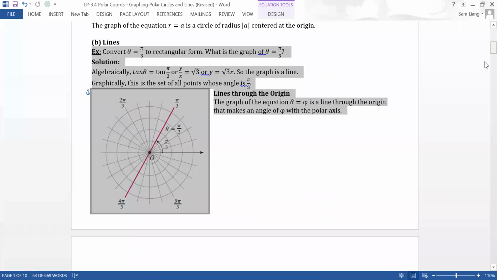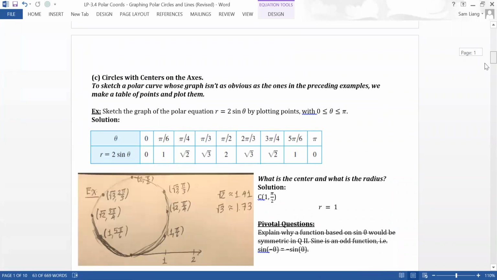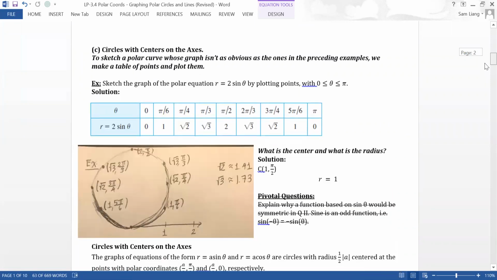So this is the next case we're going to look at. First thing was circles with centers at the pole. Next was lines, which we just saw. And then last case today is circles with centers on the axes. To sketch a polar curve whose graph isn't as obvious as the ones in the preceding examples, we make a table of points and plot them. So we're going to sketch the graph of the polar equation r equals 2 sine theta by plotting points with theta being between 0 and pi.